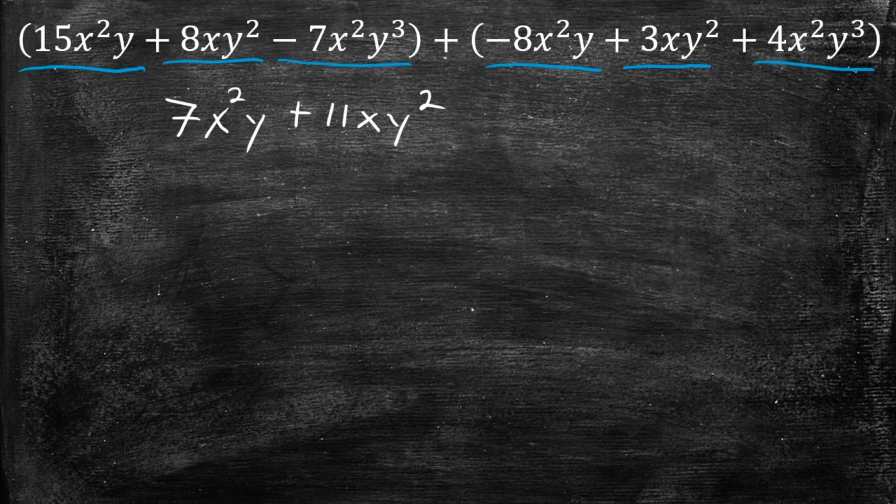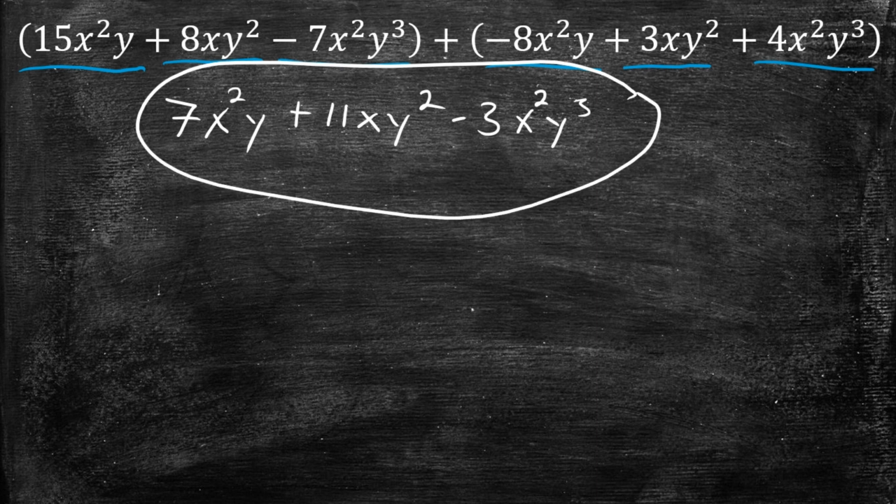This term also has x squared y cubed. All right, that means we can add those together. So negative 7 plus 4 is negative 3. And then we just bring those terms down with it, x squared y cubed. And that is going to be our final answer. And this example is complete.